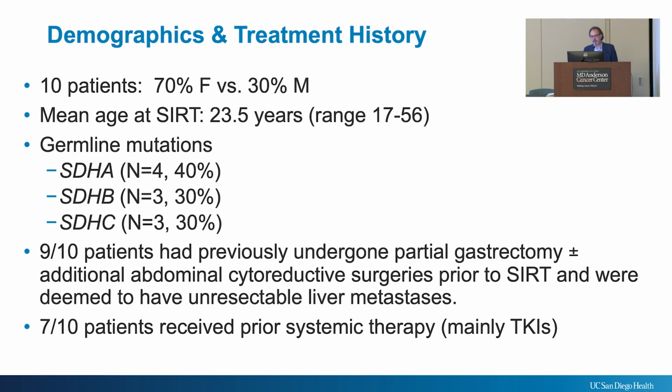70% of these were female, 30% male, and the mean age was about 24 years old. You can see a mix of A's, B's, and C's. 9 out of the 10 patients had had some type of prior surgery. And 7 out of 10 had had some prior systemic therapy, often with many tyrosine kinase inhibitors that you're familiar with now.